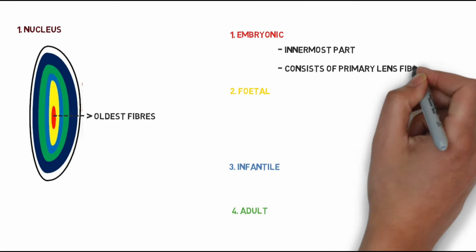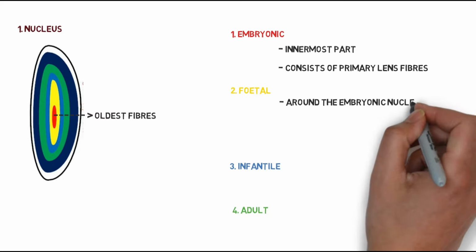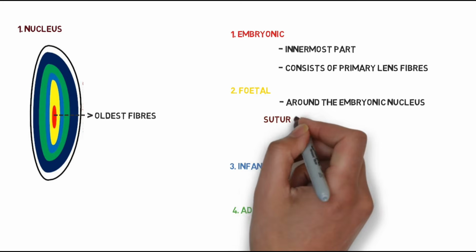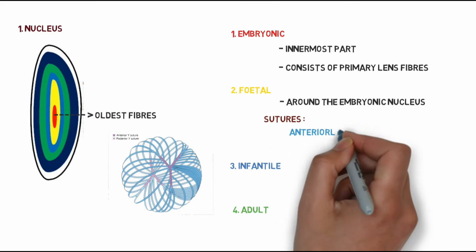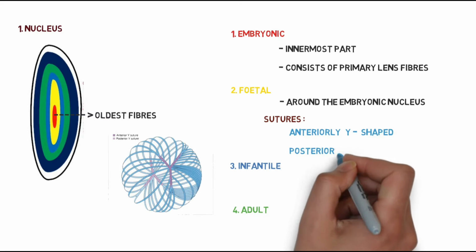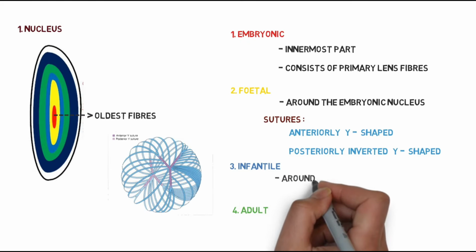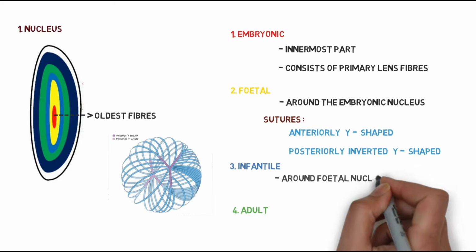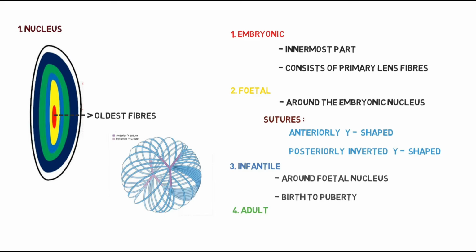It consists of primary lens fibers. The fetal nucleus lies around the embryonic nucleus. Its fibers meet around the sutures, which are anteriorly Y-shaped and posteriorly inverted Y-shaped. Look at this diagram. The third one is the infantile nucleus. It surrounds the fetal nucleus and corresponds to the lens from birth to puberty. And the last one is the adult nucleus. The adult nucleus corresponds to puberty to the rest of life and it surrounds the infantile nucleus.